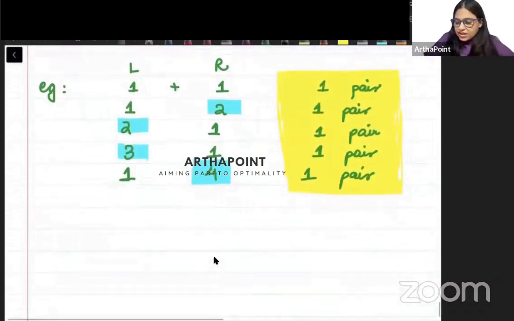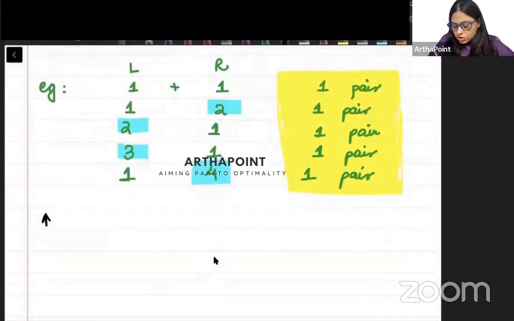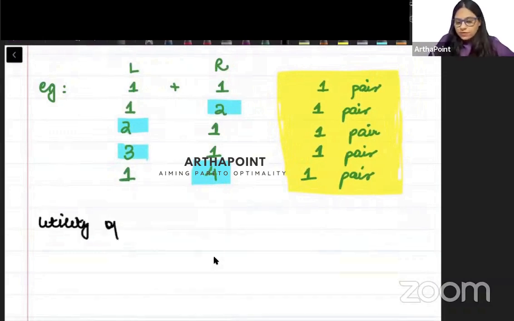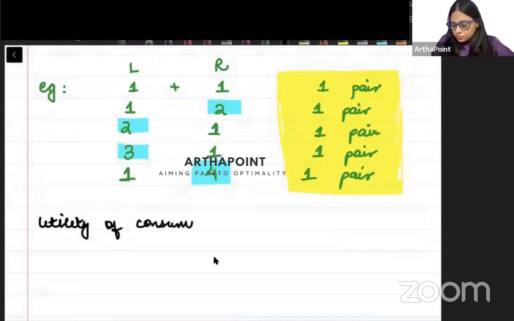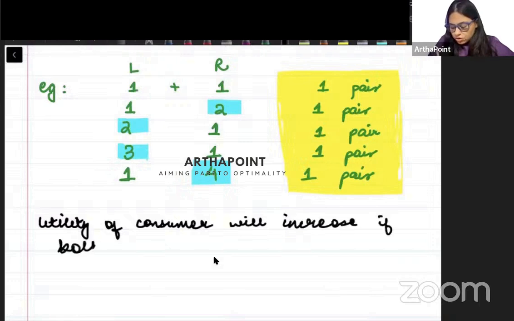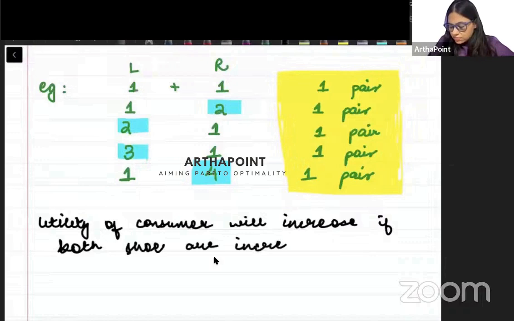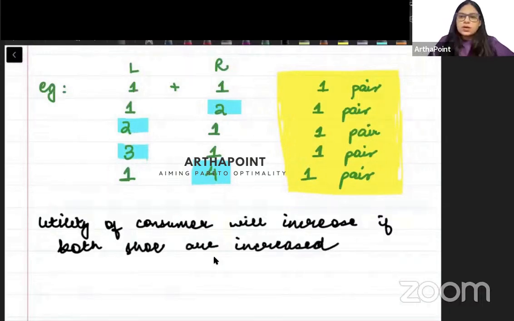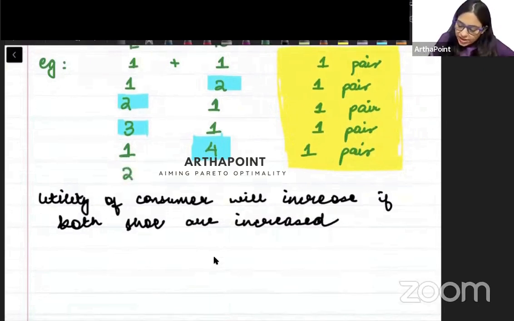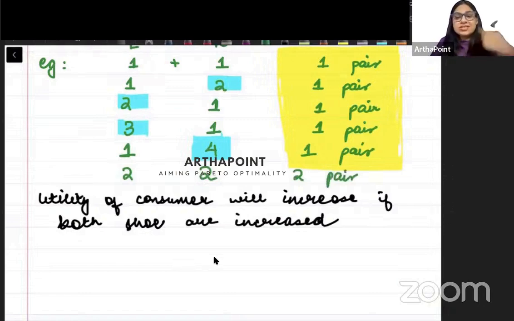So how can I increase the satisfaction of the consumer? The satisfaction or utility of the consumer will increase if both shoes are increased. It means if you give me two left and two right, then I will have two pairs. Then my satisfaction will be more because now I have two pairs of shoes.